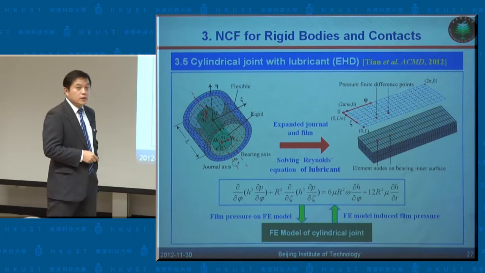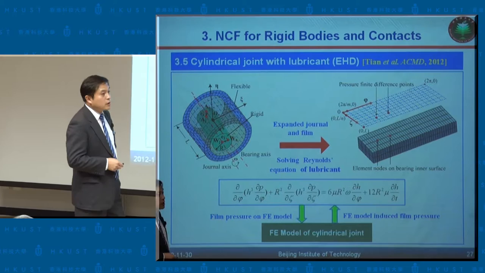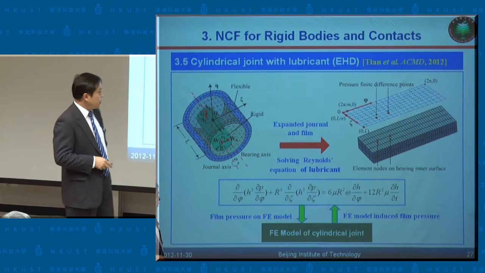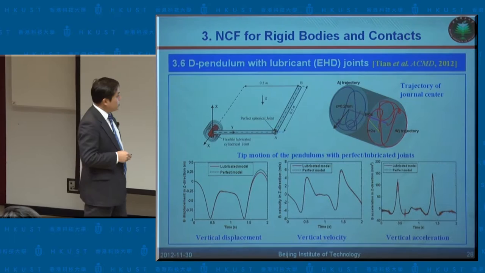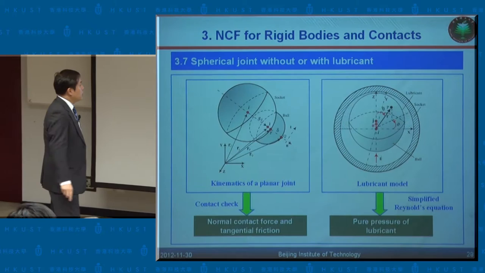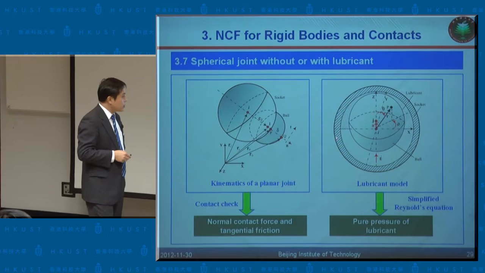And you just put your solver of the Reynolds equation together with your solver of solid finite element methods. Then you just do some coupling of the FE model and the Reynolds equation, and then you can solve the problem. Here is an example of a double pendulum with a lubricated joint. And here you can see that the dynamic response becomes much smoother due to the function of the lubricant. And what I've talked about is the revolute joint or cylindrical joint. In the case of a spherical joint, you can do quite similar work, and I do not talk about it in detail.